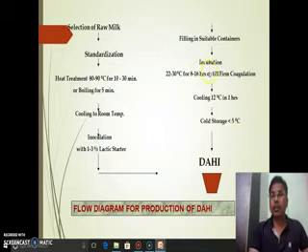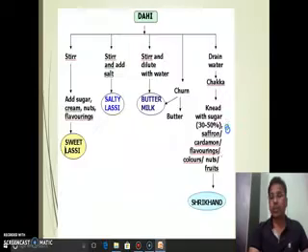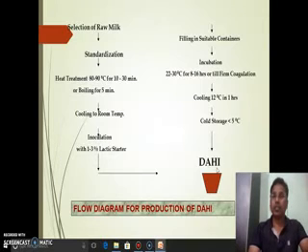After the incubation process, the next step is cooling. When the incubation process is over, that curdled milk is allowed to cool at 12 degrees Celsius for an hour. After the cooling, these filled containers are kept in cold storage at less than 5 degrees Celsius until distribution, and the final product which is obtained is called dahi. So this is the final product.